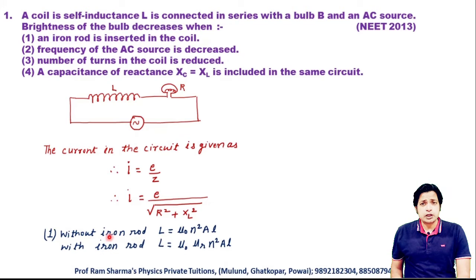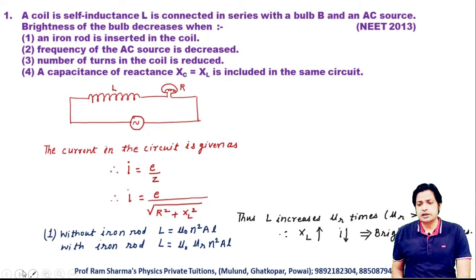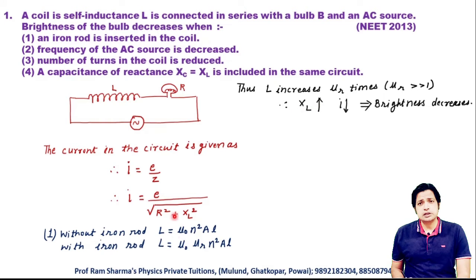When there is no iron rod inside the inductor, the formula is mu naught N square AL. The moment you introduce an iron rod, the formula will now become mu naught mu R N square AL, where mu R is the relative permeability of iron, which is very large. So you can say that if you introduce an iron rod, the self inductance L will increase. Now if L increases, then definitely XL increases, because we know that XL is equal to 2 pi FL, or XL is equal to omega L.